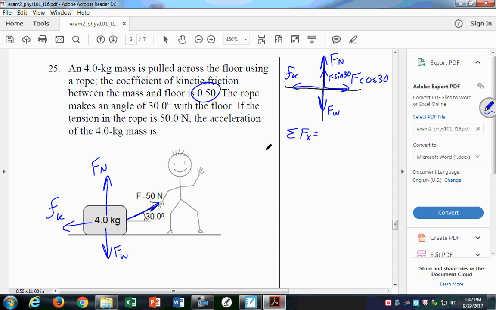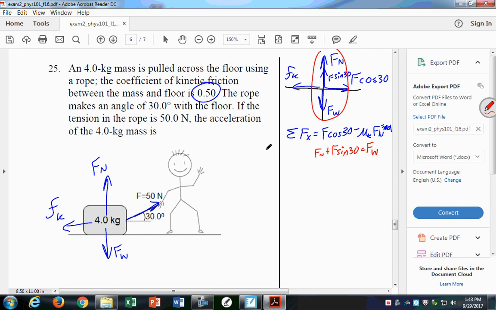So far so good. I know all those numbers. F is 50 newtons. Minus Fk, but I don't know Fk. But I'm going to write mu k times Fn. Oh, but I don't know Fn either. So I need to find out what Fn is. And this is equal to ma. So separately, I need to find Fn. I look at the y motion: Fn plus F sine 30 equals Fw. I said the sum of the forces in the y direction is equal to 0. That is Fn plus F sine 30 minus Fw equals 0.